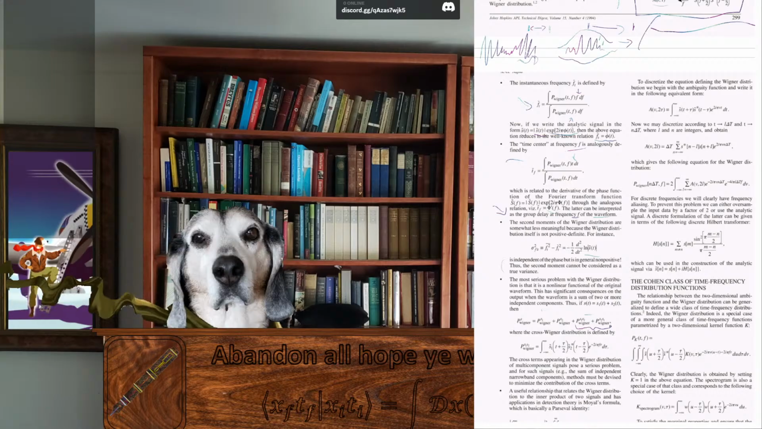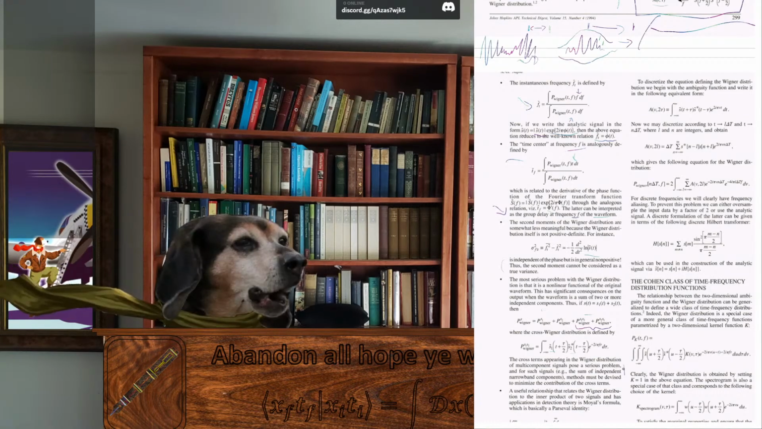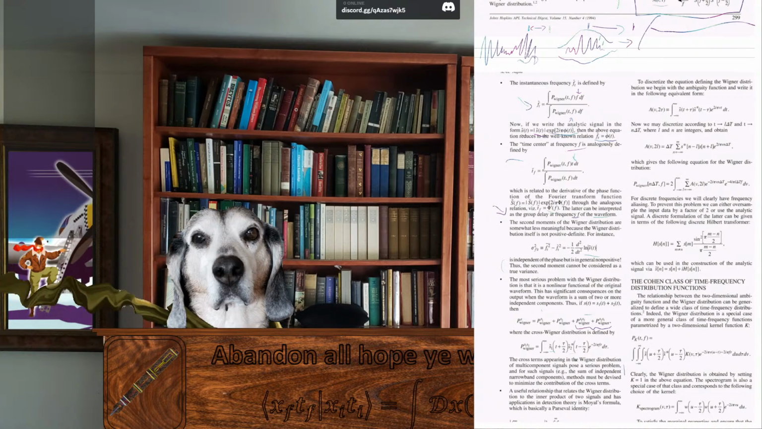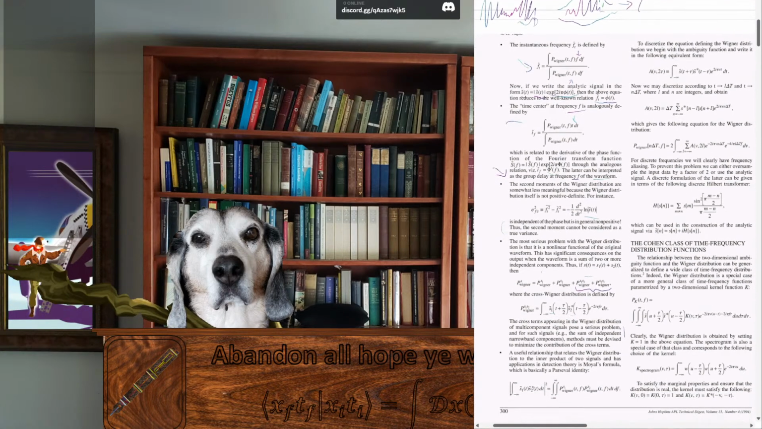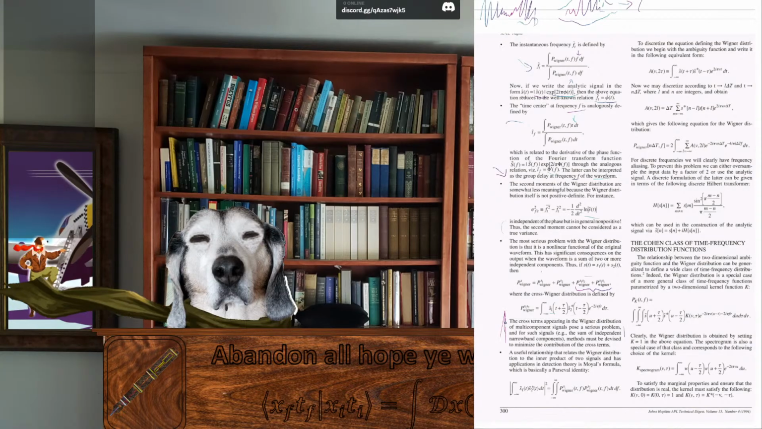Where the cross Wigner distribution is defined as this, with s1 and s2. That makes sense. The cross terms appearing in the Wigner distribution of a multi-component signal pose a serious problem for such signals, for example the sum of independent narrowband components. Methods must be devised to minimize the contribution of the cross terms. So that's one reason why it might be less useful for this kind of case, because you can't just add signals together.